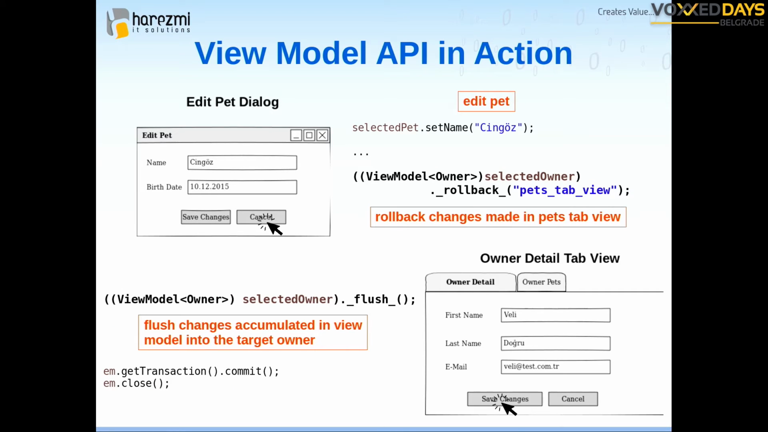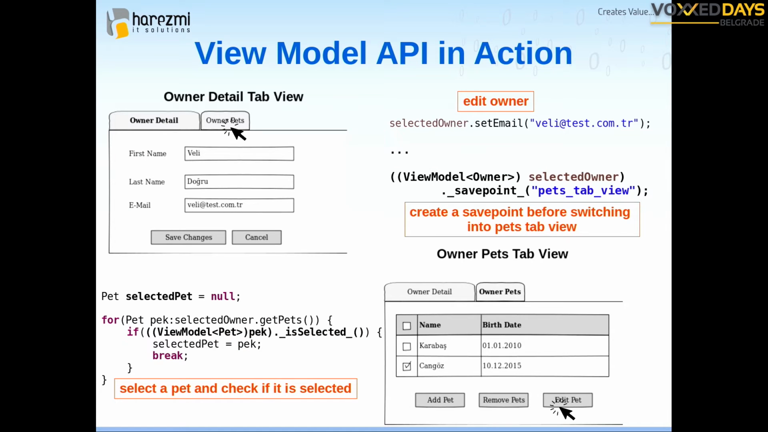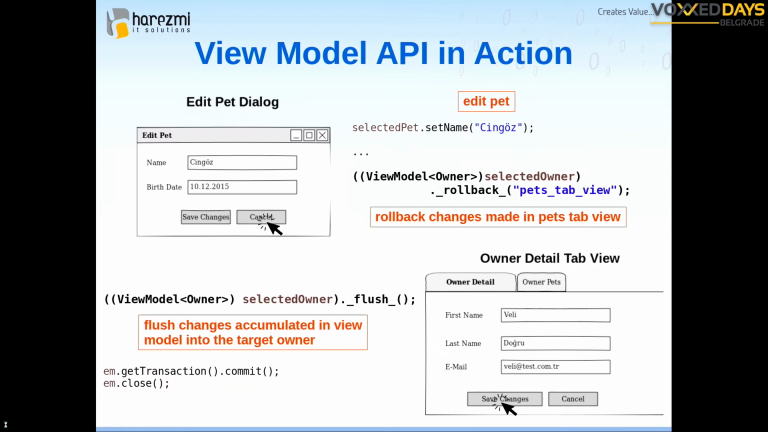In the edit pet dialog window, when we click cancel in order to revert back to our initial state, we just cancel, and in the backend we call the rollback method of the view model by giving the identifier we created previously as the save point.